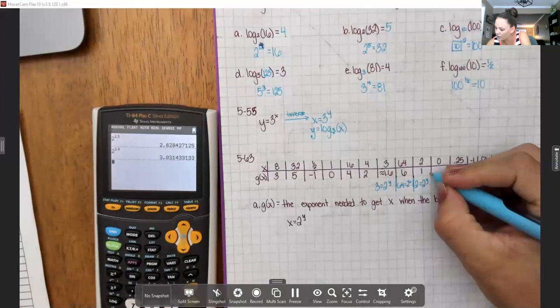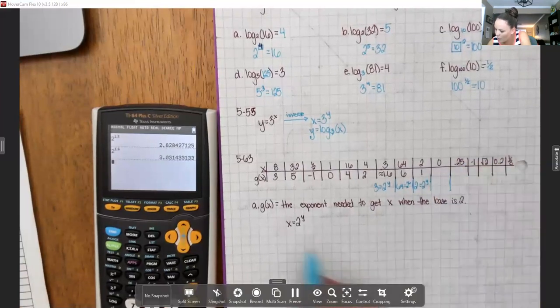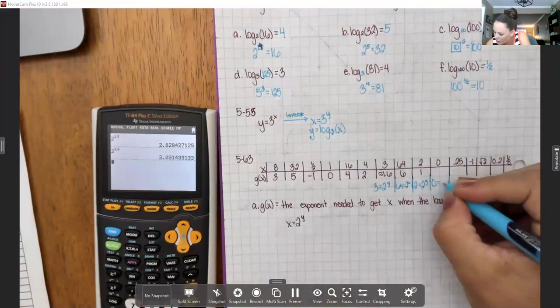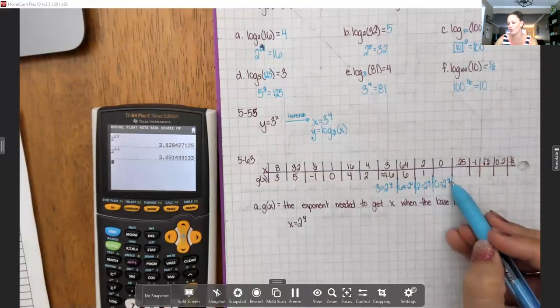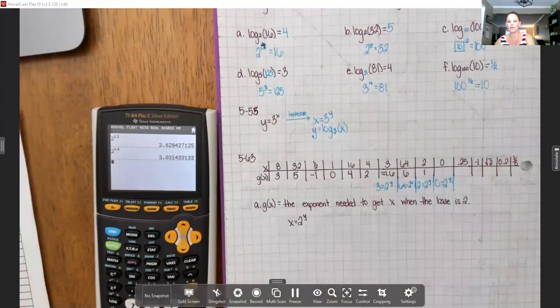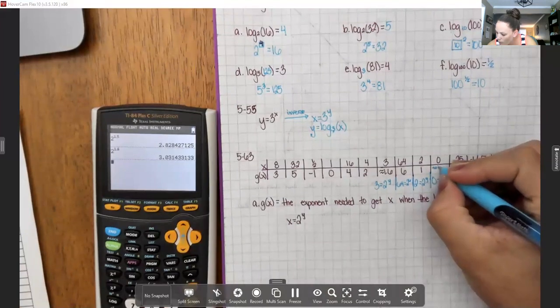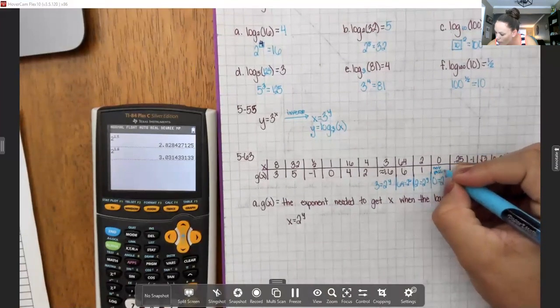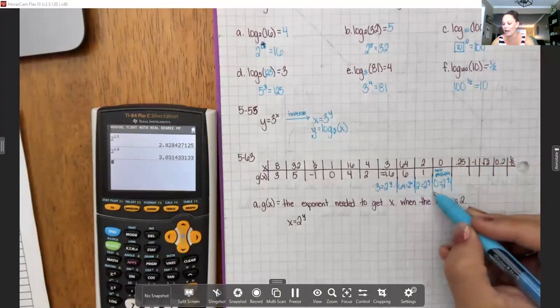You're asking yourself, remember, x is by itself. 0 is equal to 2 to the what power? So what power can you raise 2 to get 0? And we should know it's not possible. No matter how many 2's you multiply together or divide by, you're never going to get 0.